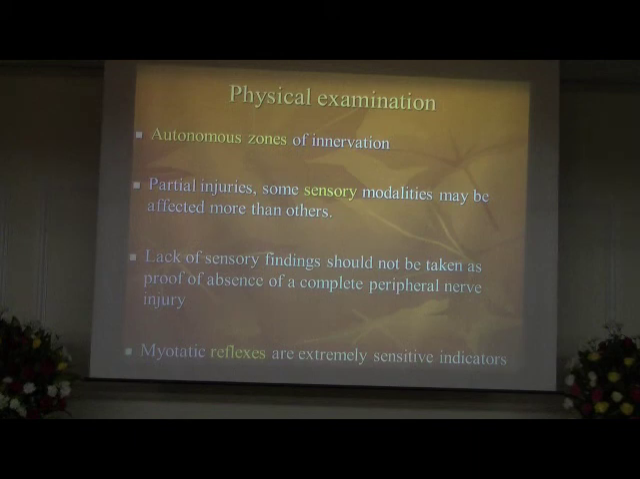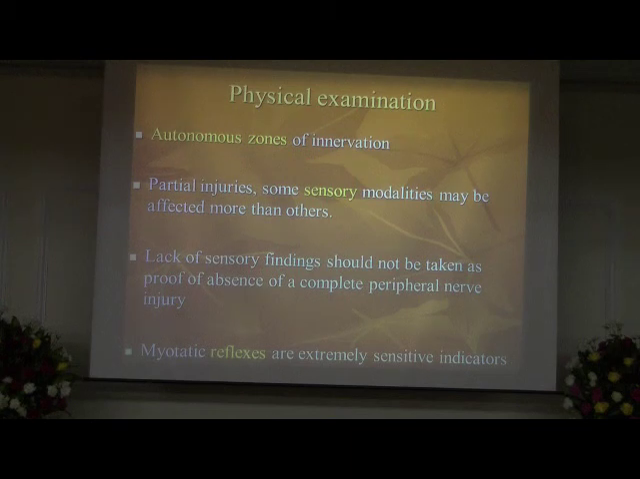In sensory examination, I find it tricky because it's very subjective, but you should focus on the autonomous zones of innervation. There are some zones only supplied by this nerve and no other nerve. For example, the snuff box is only supplied by the radial nerve. The tip of the little finger is only supplied by the ulnar nerve. So these areas are very specific, and examining them will give you a lot of information. If you examine the patient in a general way, not aware of the dermatome distribution or the overlap between the nerves, it will be very confusing sometimes.